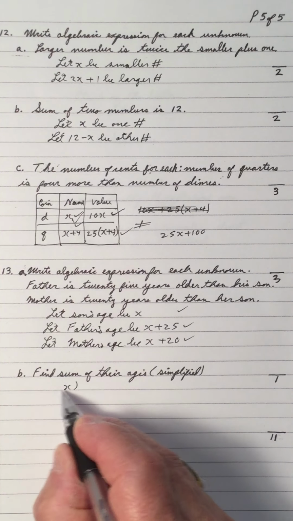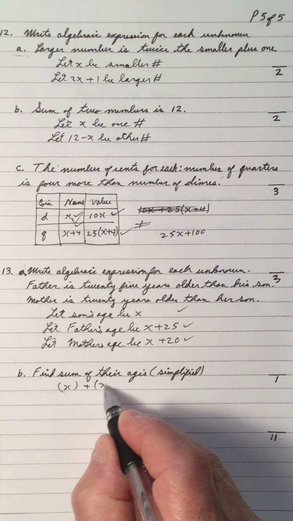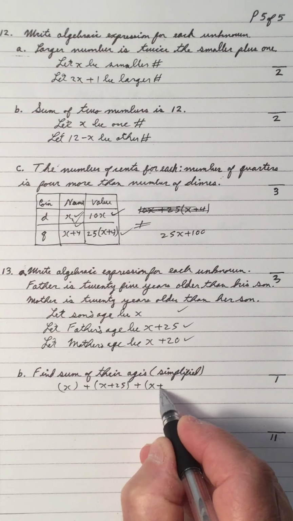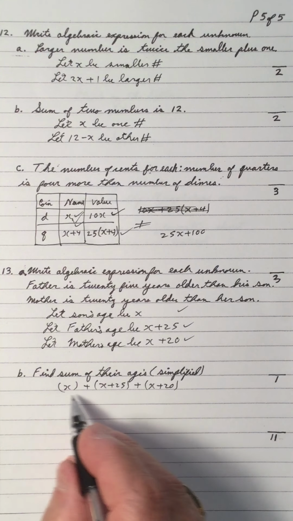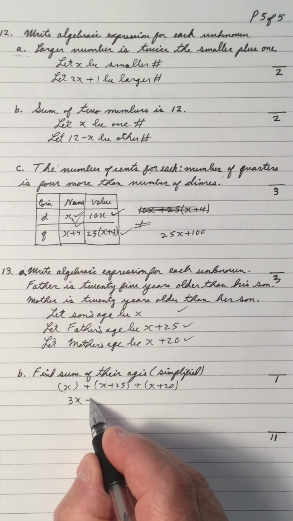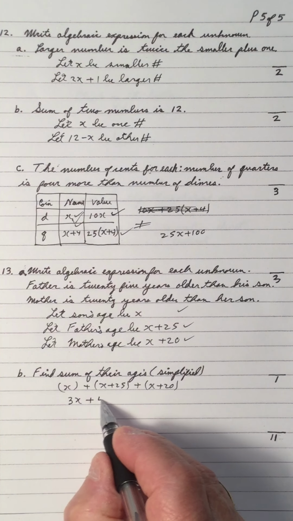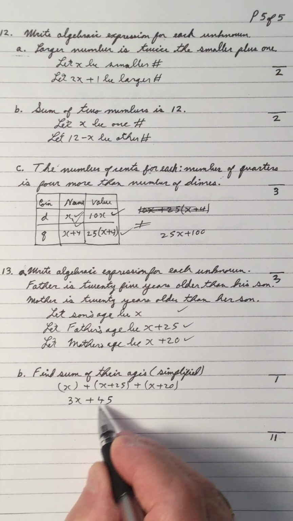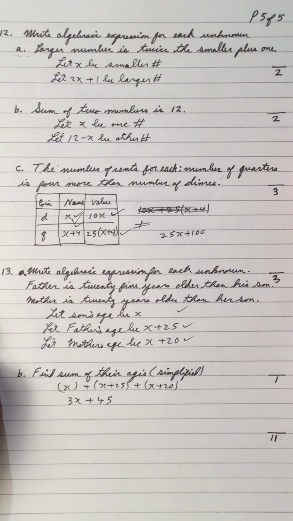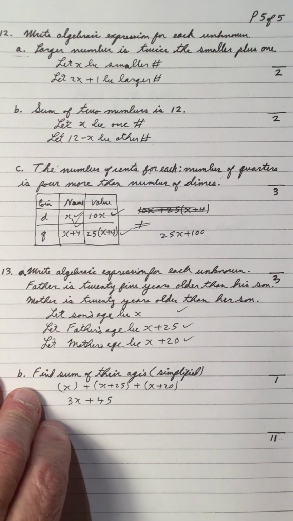Well, we have X. Add on the father, X plus 25. Add on the mother, which is X plus 20. When we add all that up, we get X plus X plus X, that's 3X. Add on 25 plus 20, that's 45. If you have 3X plus 45, give yourself a mark. So the total on that page is 11.